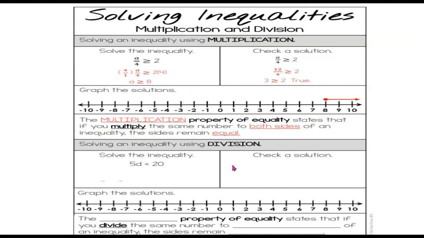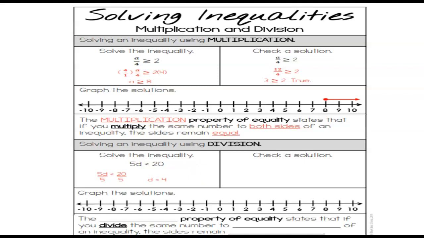We know the inverse operation of multiplication is division. So that means we're going to divide both sides by 5. Since 5 is the coefficient and we want to isolate the variable, we need to divide by 5. So we are going to divide 5d by 5 and 20 by 5. 5d divided by 5 will give us d, and 20 divided by 5 will give us 4. d is less than 4.